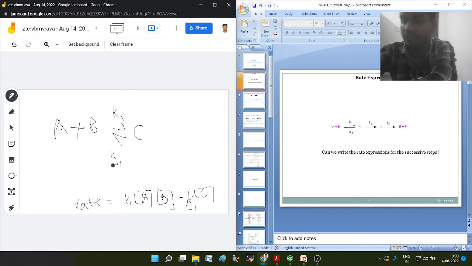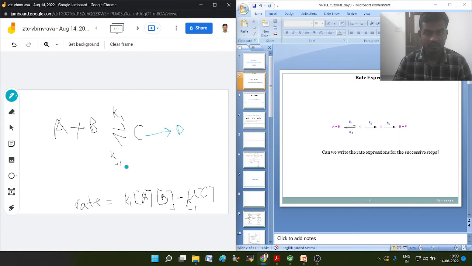Then if we look at the second step, which I will write here with a different color, which is forming D. What will be the rate expression here? Let's put that as rate 1 here and then rate 2. What will be the rate expression here? Since we have the rate constant given as small k2, it will be k2 and then concentration of C. So this will be the second equation.